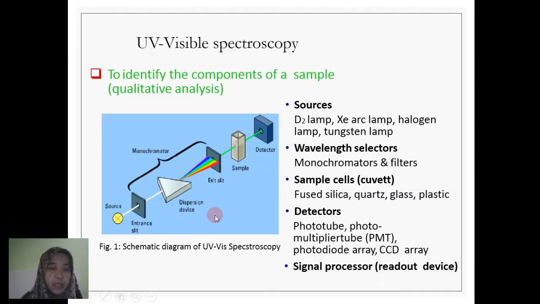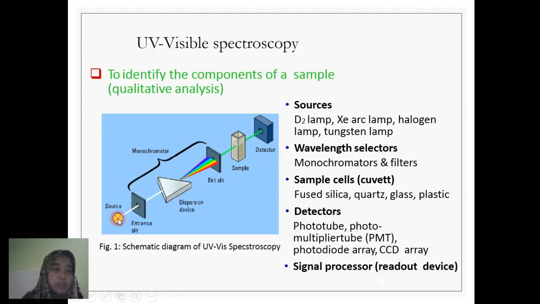Okay, the following figure shows the schematic diagram of UV visible spectroscopy. Generally, the UV visible spectroscopy consists of 4 main items, which are the source, the wavelength selector, the sample cell, and the detector. Okay, we go one by one.